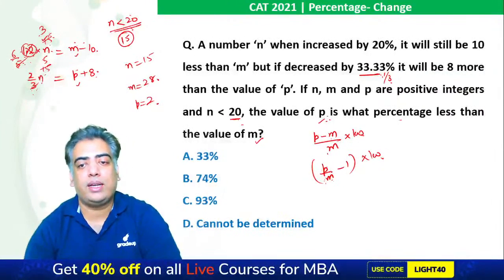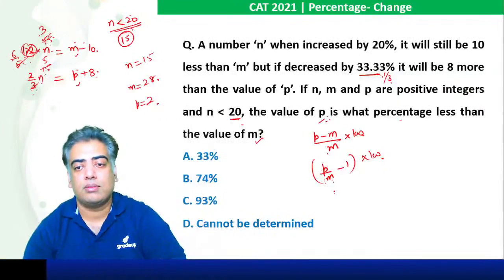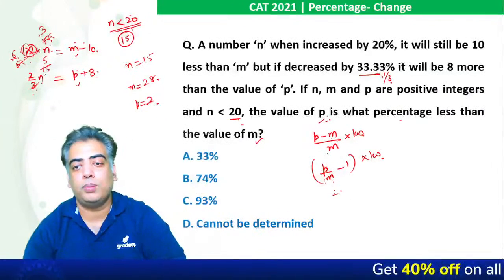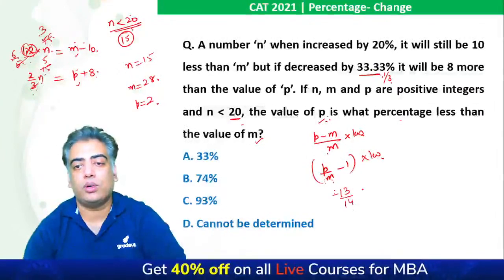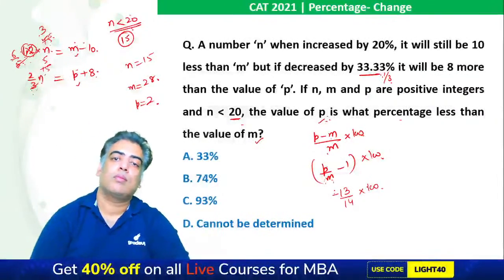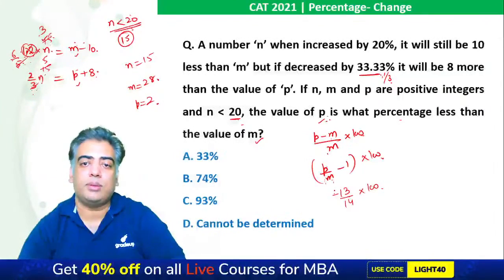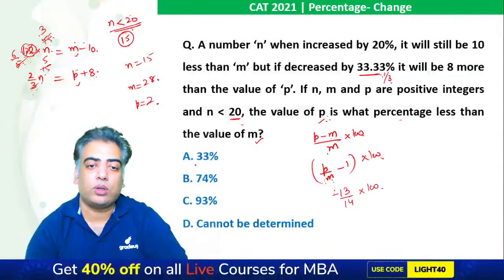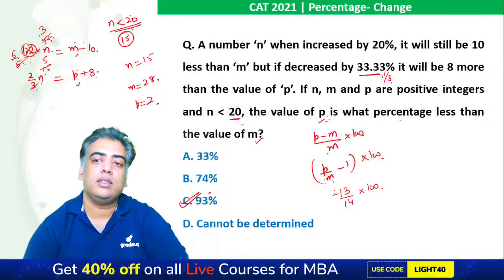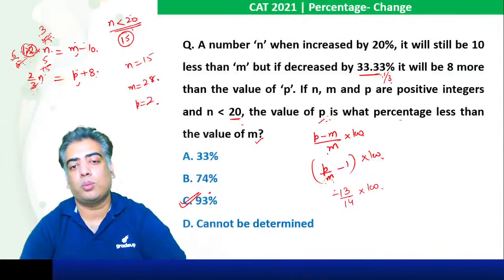So 2 by 28 is 1 by 14. Minus 1 comes out to be minus 13 by 14 into 100. So guys, please check it out. 1 by 14 is 7%, so 13 by 14 is around 93%. So the correct answer option is C.